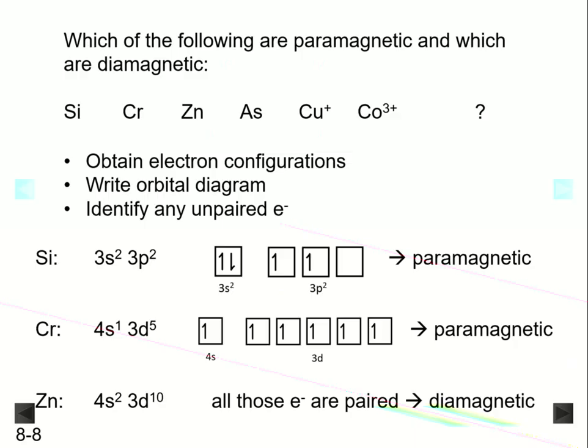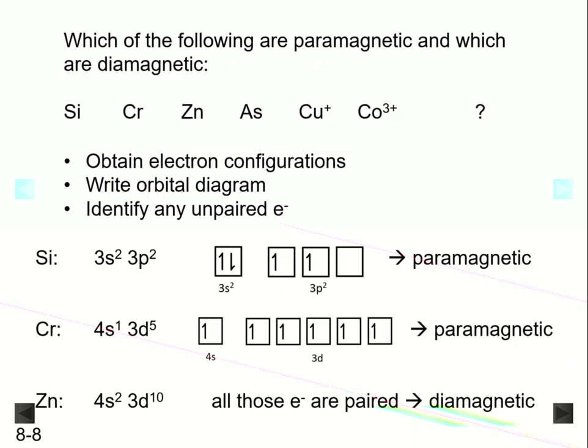Chromium is 4s1, 3d5. That was one of our exceptions when we looked at electron configurations. If you recall, we might have predicted a 4s2, 3d4, but it turns out the magnetic properties tell us it is a 4s1, 3d5, and this indicates that a half-filled d subshell is particularly stable. So here is our 4s1, 3d5 orbital diagram showing us 6 unpaired electrons. It's clearly a high spin system, what we call high spin. It's paramagnetic.